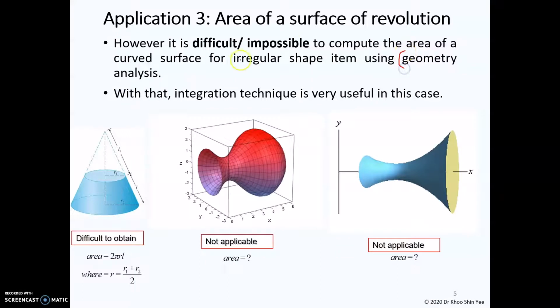So far we used geometry analysis to find the curved surface for regular shapes such as the cylinder and cone. However, in some cases it's difficult to obtain the curved surface like this, and it is sometimes not applicable to find the curved surface using geometry analysis. For irregular shape items like this, geometry analysis is not very useful to solve the problem. However, we can use the integration technique to find the curved surface of this irregular shape item. So we will learn this, and this is the main focus in this study.